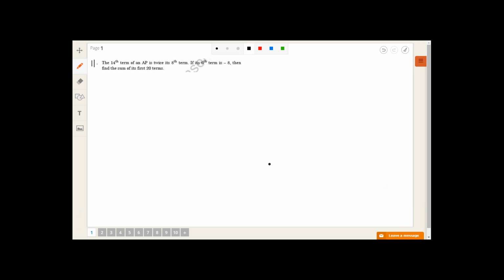Now, let me discuss the 3-mark questions. The 11th question says the 14th term of an AP is twice its 8th term. If its 6th term is minus 8, then find the sum of its first 20 terms.